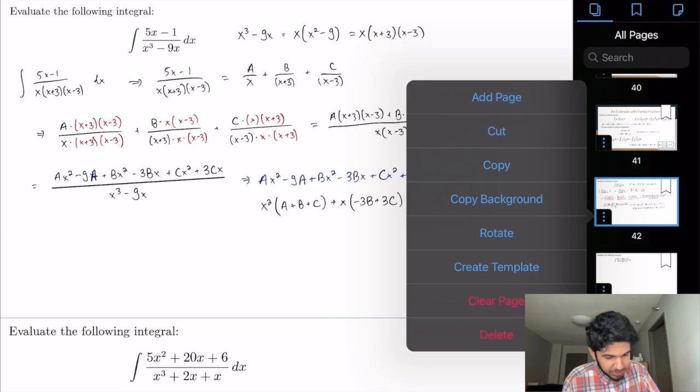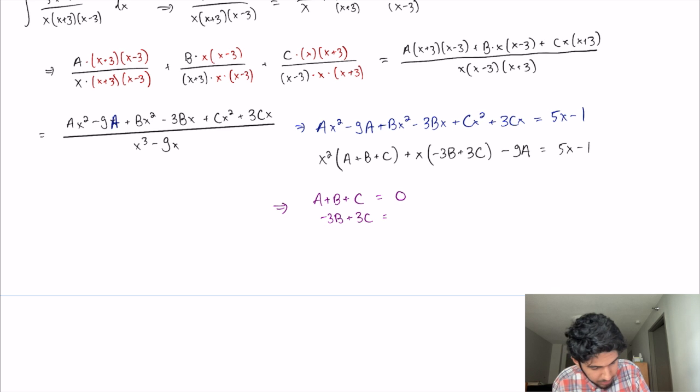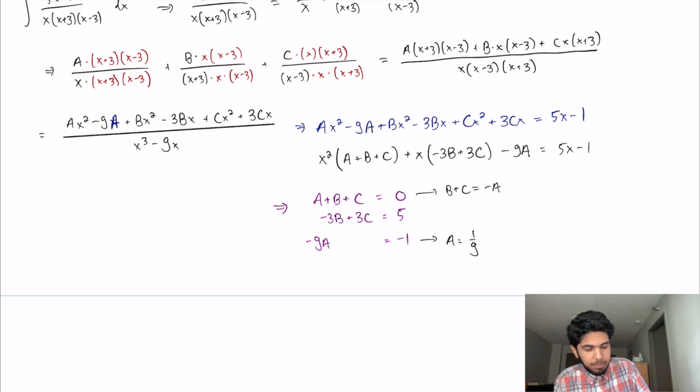I'm going to add a page because we are going to need more room. So this tells us that a plus b plus c is equal to 0, minus 3b plus 3c equals 5, and minus 9a equals negative 1. Well, using that last equation, we can solve for a and tell that a equals 1/9. Which means if we look back at the first equation, b plus c equals negative a, but since a equals 1/9, we can say b plus c equals negative 1/9.